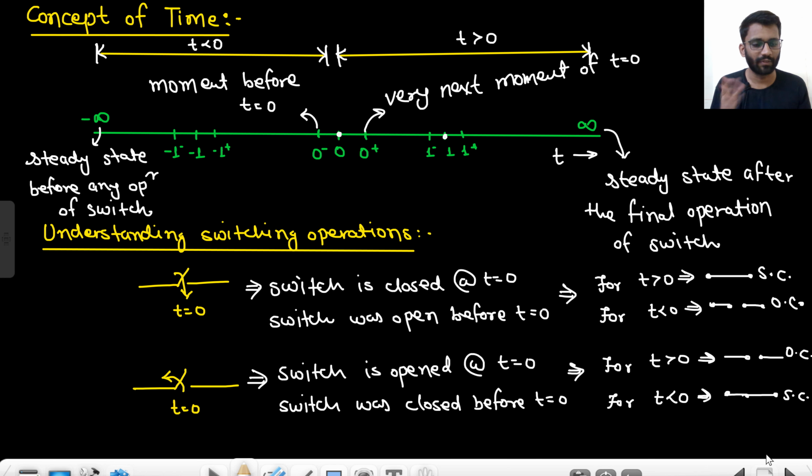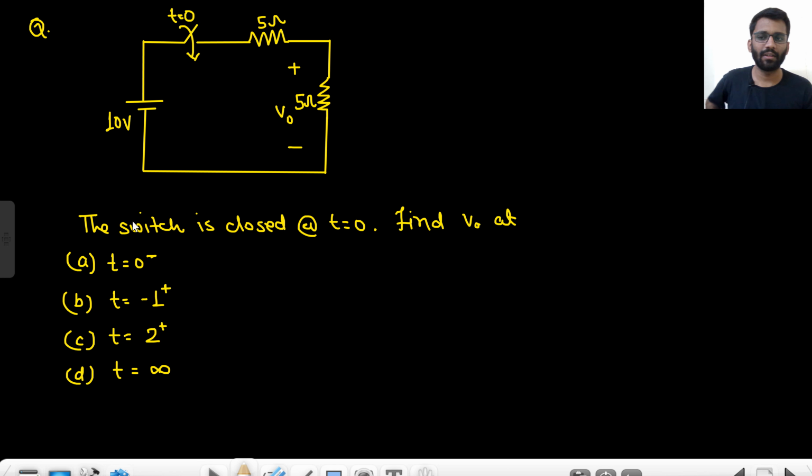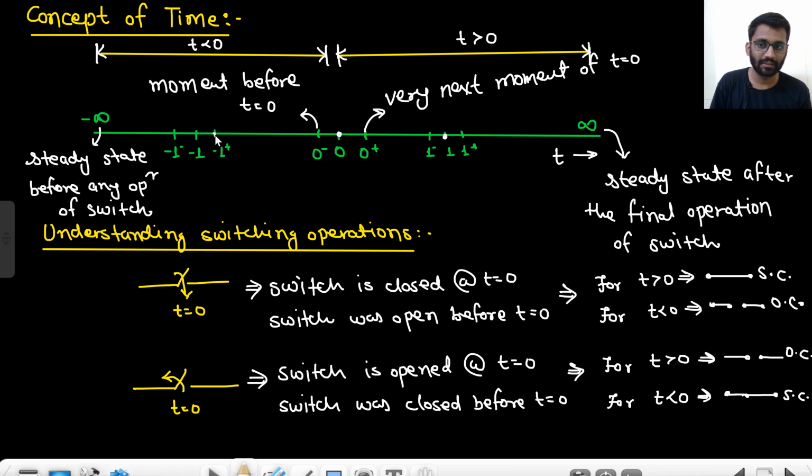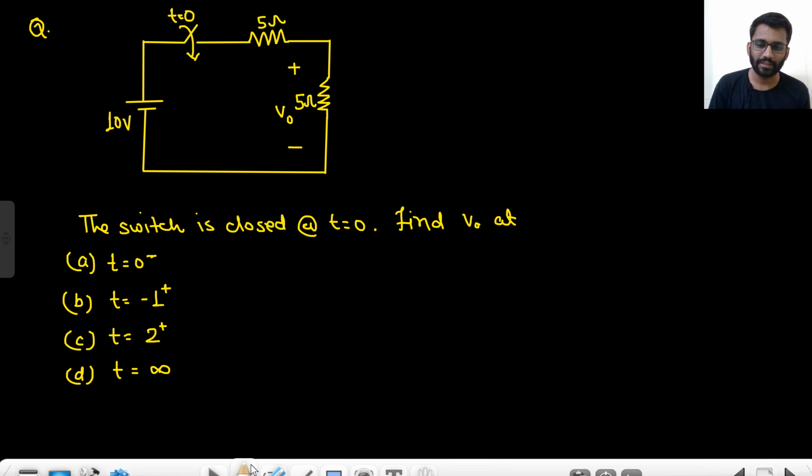Gradually, you will understand that with the examples and the concepts that we will learn. So just see this example. There is a battery, a simple example. We are closing the switch at t equals 0. You have to find the V0 value at t equals 0 minus and t equals 0 plus. These are seconds; they are talking about seconds.